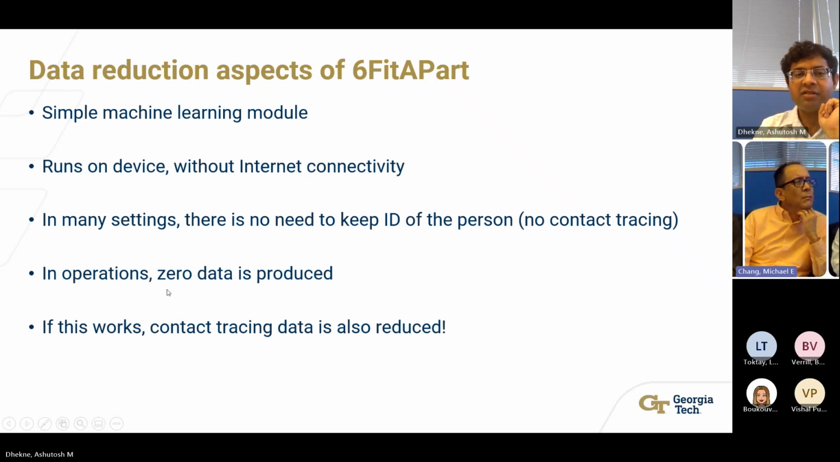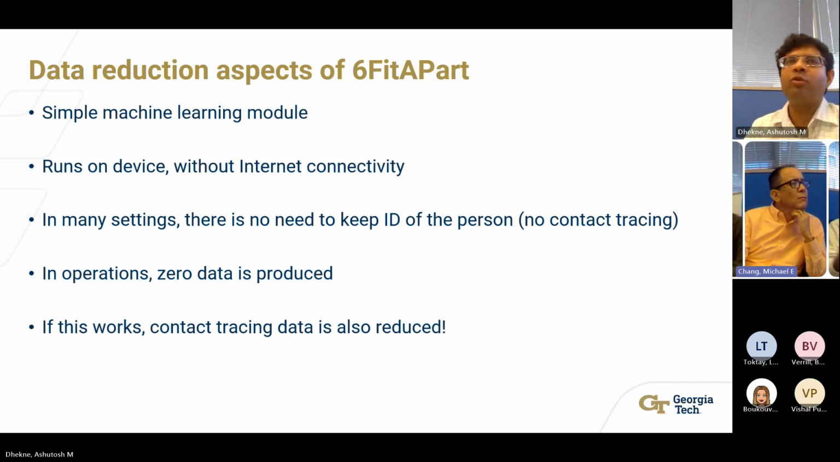And in operations, there's no data that is produced as an output of this system. It just beeps and hopefully makes sure that people are away from each other. And if this works, the amount of data generated by contact tracing apps is also reduced, right? Because you just didn't allow too many people to come into contact with each other in the first place.